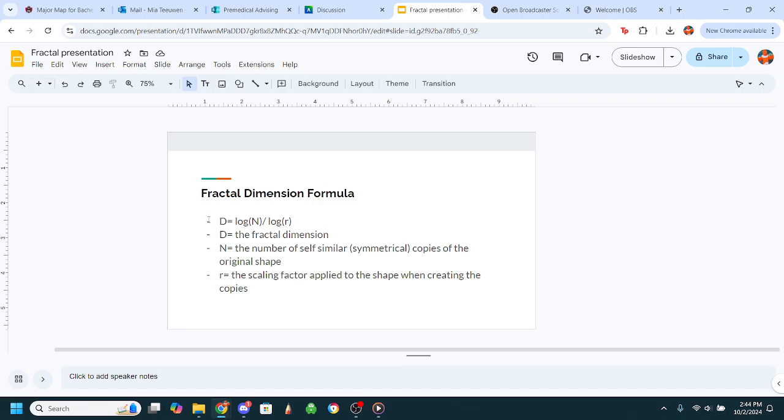To go further into that, we would use this fractal dimension formula, which explains that better. So our formula is d equals log of n divided by log of r, where d is the fractal dimension we'd calculate, and it is always going to be some type of ratio number. It's never going to be a truly whole number. And our n is going to be the number of self-similar symmetrical copies of the original shape.